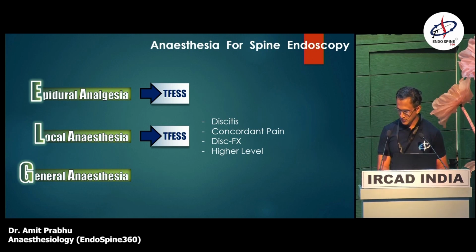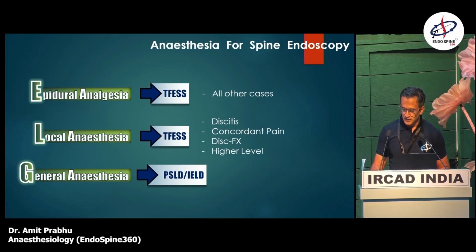Also, transforaminal procedures for upper lumbar or lower thoracic levels can be done under both and are subject to personal choice. I prefer the epidural. For rest of the transforaminal cases, we generally use epidural analgesia. Now for the PSLDs and IELDs, we go with general anesthesia as the nerve root handling can be overwhelming at times for the patient.